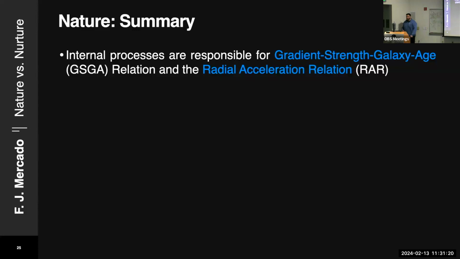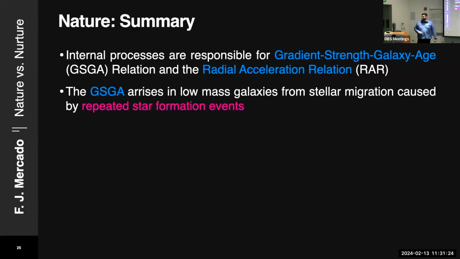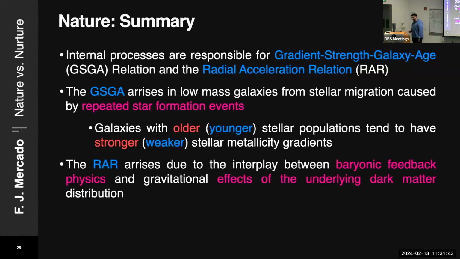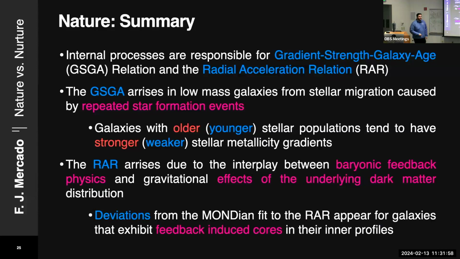Internal processes are responsible for the gradient strength galaxy age relation and the radial acceleration relation. The gradient strength galaxy age relation arises in low mass galaxies from stellar migration caused by repeated star formation events, such that galaxies with older stellar populations will have these stronger metallicity gradients. In what we looked at, the radial acceleration relation arises due to the interplay between baryonic feedback physics and the gravitational effects of the underlying dark matter distribution. But we expect deviations from what the MONDian framework predicts for galaxies that exhibit feedback-induced cores in their profiles. So this is what I've talked about so far. I'm going to take a moment to pause again if anyone has any other questions before I move on.